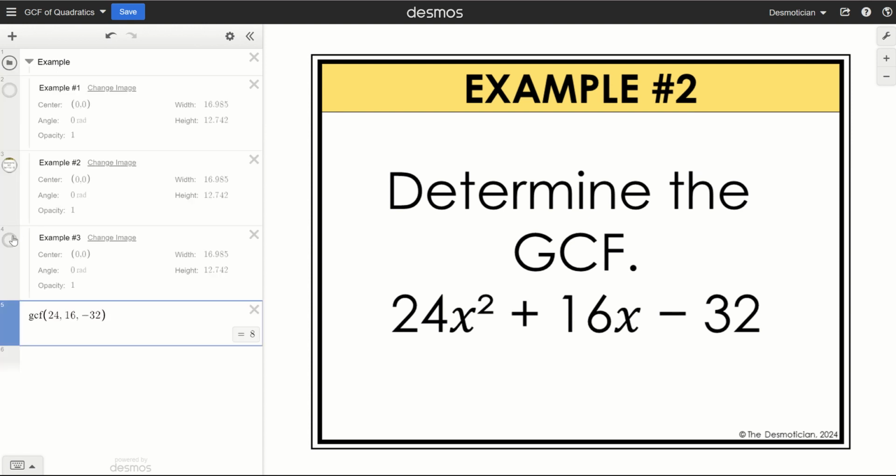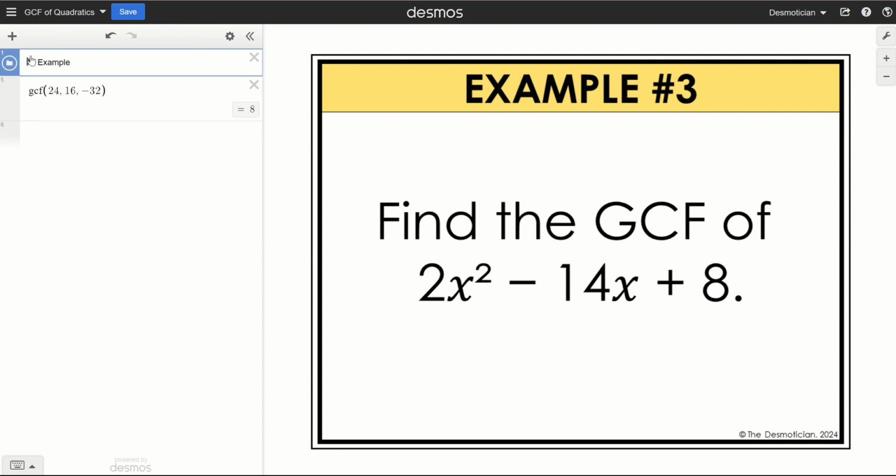Last example. Find the GCF of 2x squared minus 14x plus 8. GCF, list the values, and we can see that the GCF here is 2.